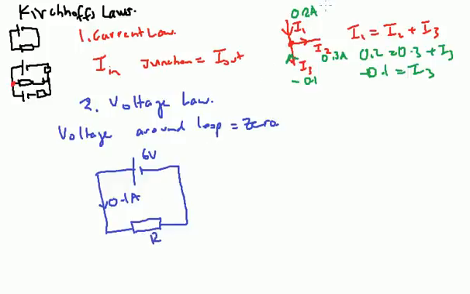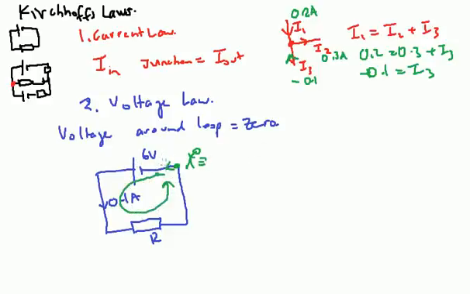So let's go through and do our voltage law. The voltage around a loop. What that means is you have to go around this loop. So I pretend I am a little man walking. So I'm going to be walking this way. I'm going to start at that point and I'm going to walk around the loop. I'm going to draw a circle around here. That's the way I'm going to go.